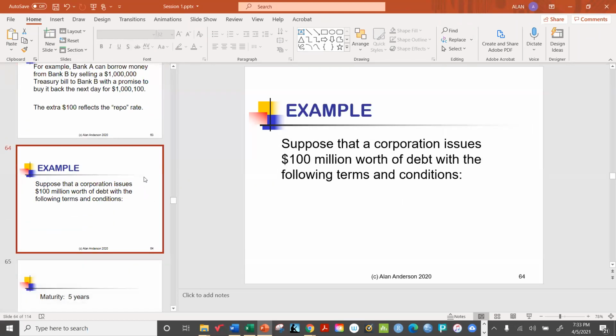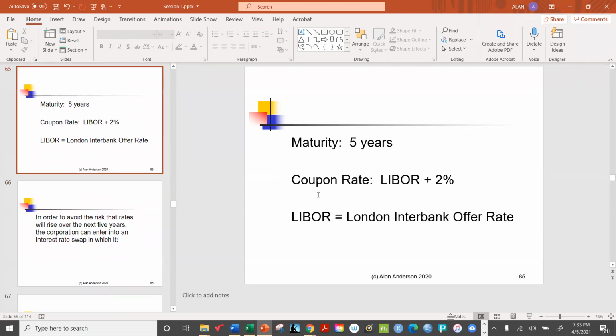All right. Why would anybody then want to get involved in a swap? Let's find out. Let's look at a quick, simple example. A corporation issues $100 million worth of debt with the following terms and conditions. It's a 5-year bond that they're issuing. The coupon rate, it's a floating rate bond, by the way, because the coupon rate is LIBOR plus 2%. Now, the problem with something like this is that if interest rates go up, they're going to pay more interest in the future. And so maybe they don't want to do that.